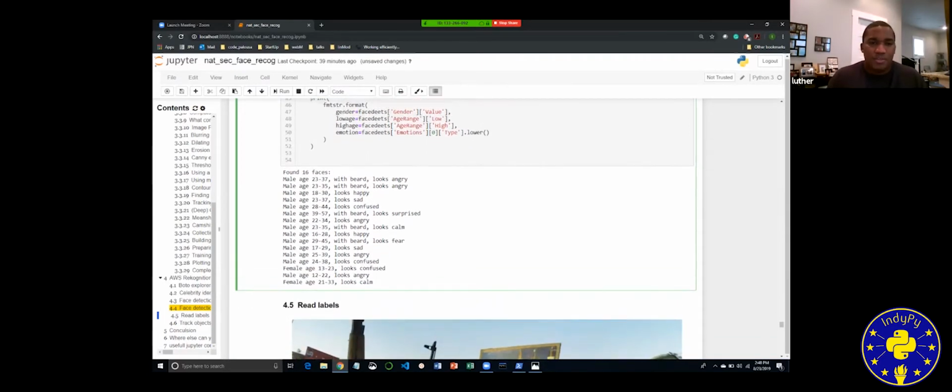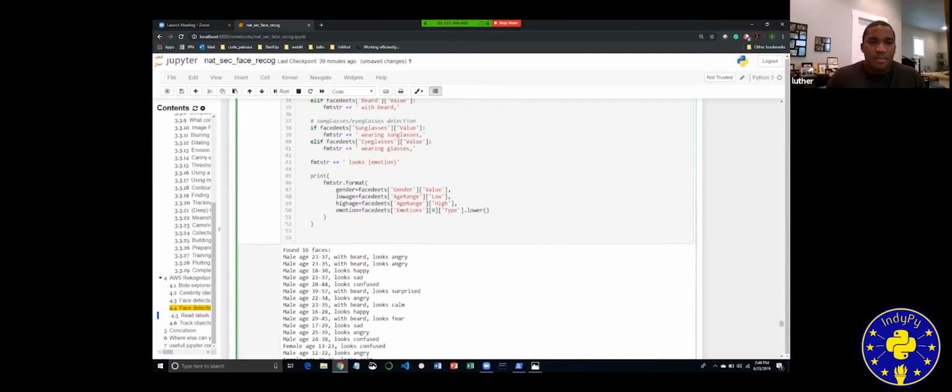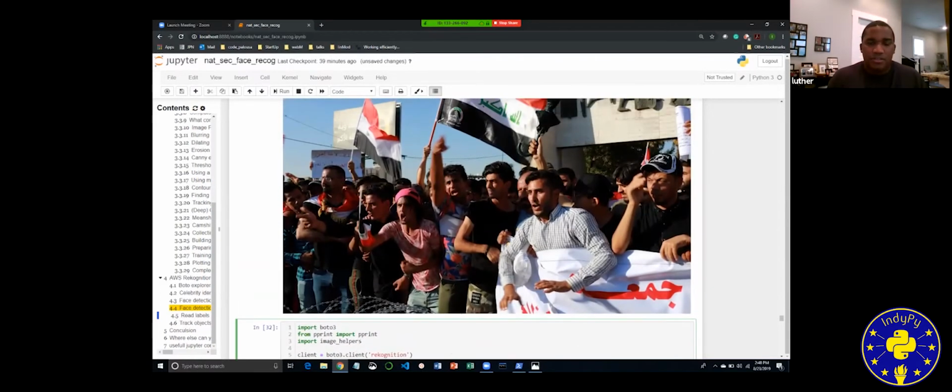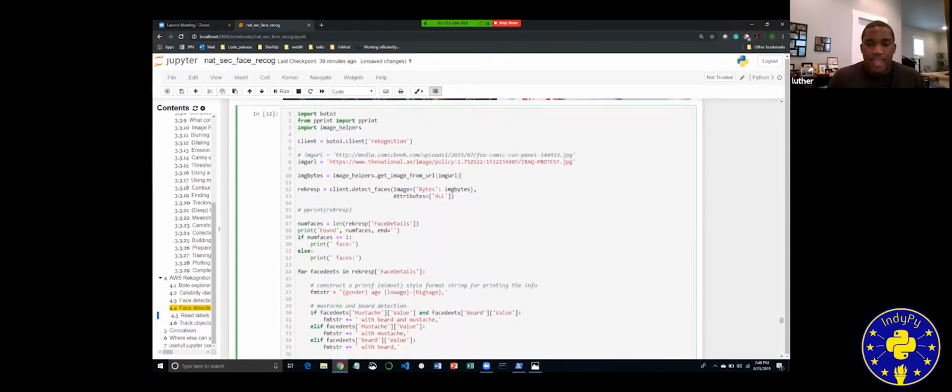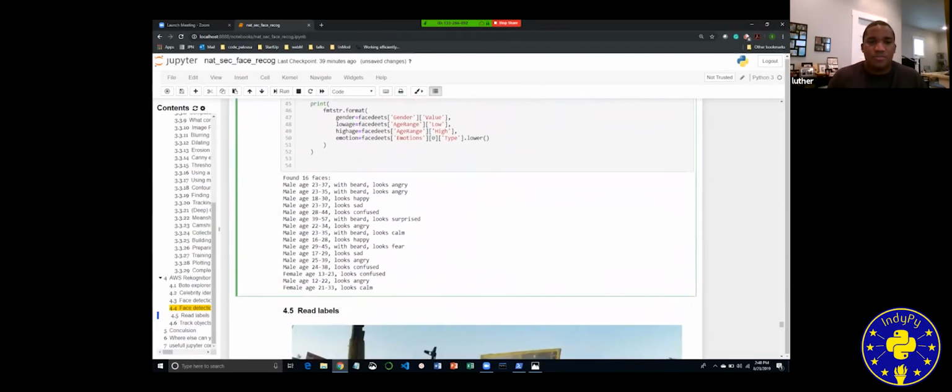Now we kick back the result. Based on this picture, when we sent it to Amazon through the API, it said, hey, this is the result I have. I found 16 faces. I found males aged 23 all the way to 38. I found one female face, well, actually 2 female faces. I found one person with glasses. I found people with beards. I found people that look calm. I found people that look angry.